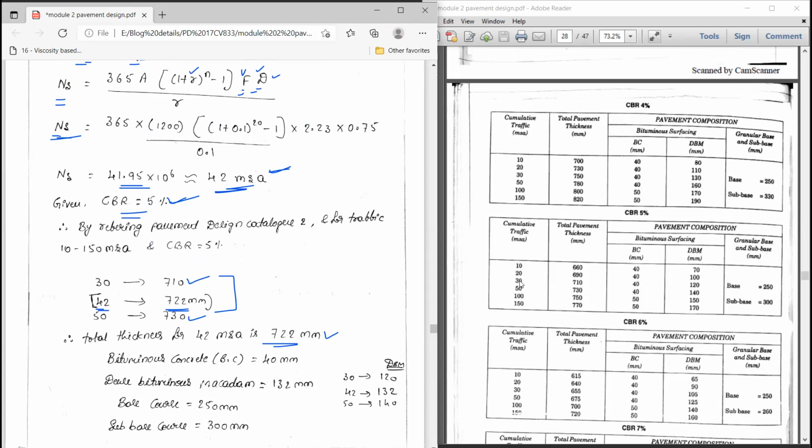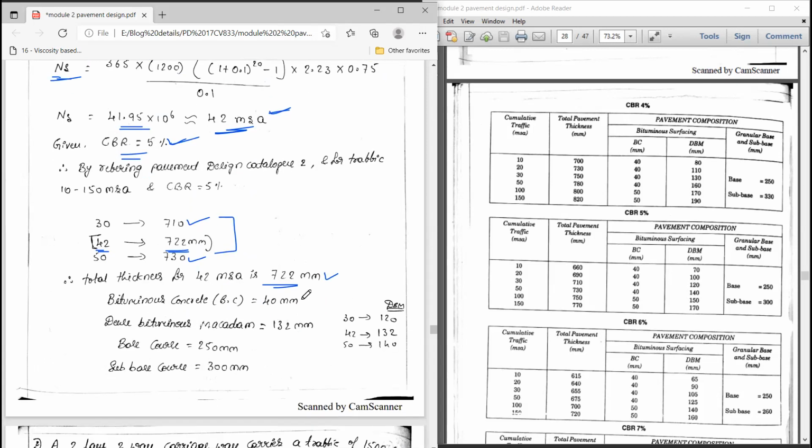Similarly, calculate the bituminous concrete thickness, the BC layer thickness. So do the interpolation between 30 and 50. For 30 it is 40 mm, and for 50 also it is 40 mm. So obviously it is equal to 40 mm for 42 MSA.